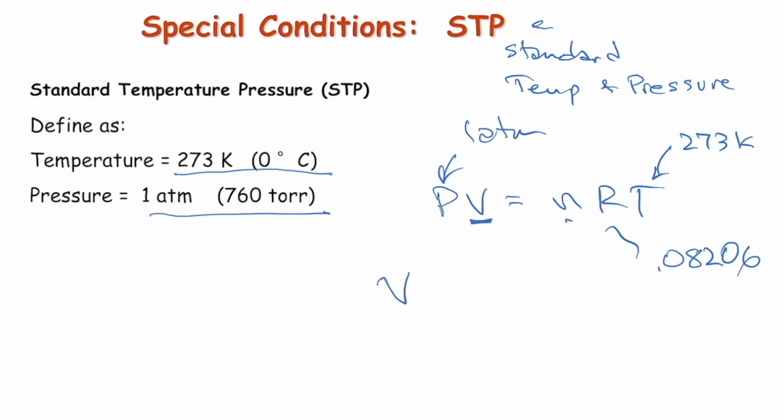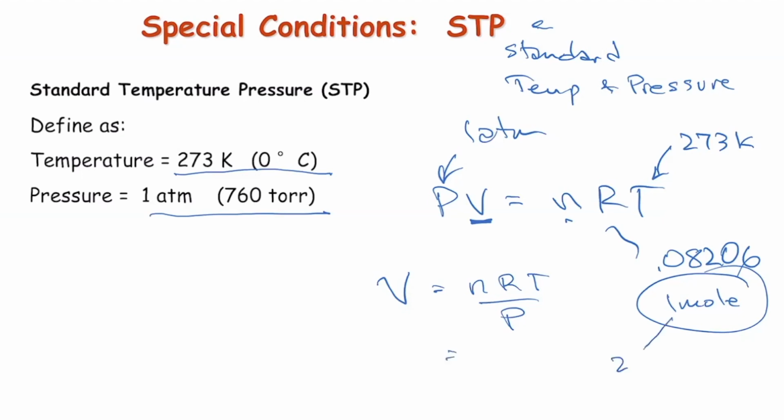Let's say we have V, and let's assume that we have 1 mole of gas. What volume will it occupy? Well, nRT over P. If we solve this for 1 mole of gas, T is 273, P is 1 atmosphere. We find out that 1 mole of gas will occupy 22.4 liters. Plug it in, you get 22.4 liters.